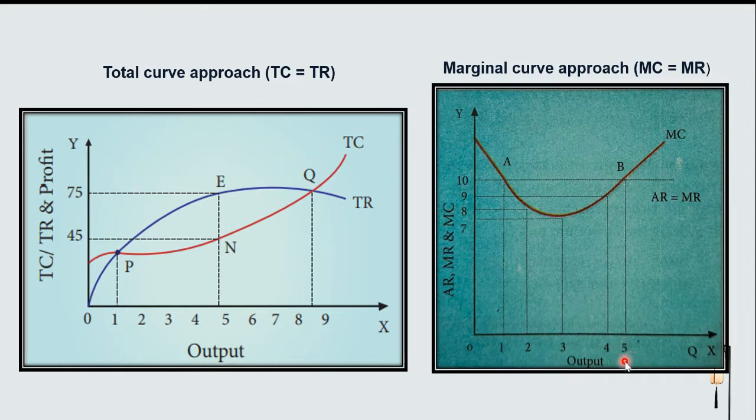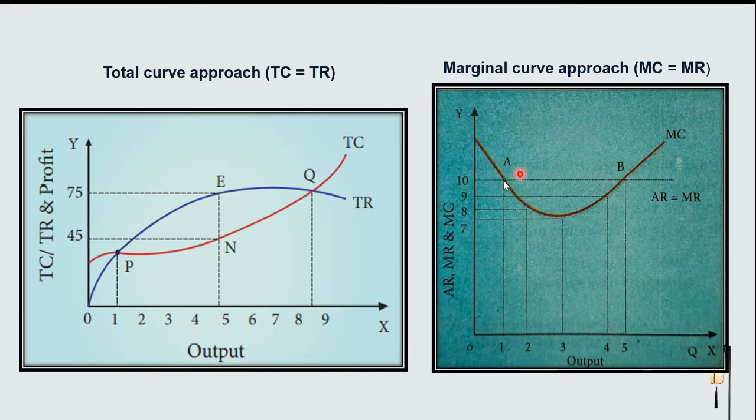On the x-axis we have the output, and on the y-axis we have AR, MR and MC. Since this is perfect competition, the AR and the MR curve is a horizontal straight line parallel to the x-axis. We have seen this in the fourth chapter. The AR and the MR curve under perfect competition will be a straight line which is horizontal and parallel to the x-axis. The MC curve is a U-shaped curve.